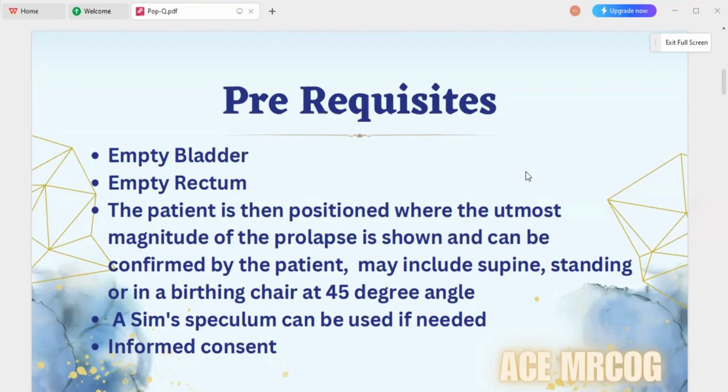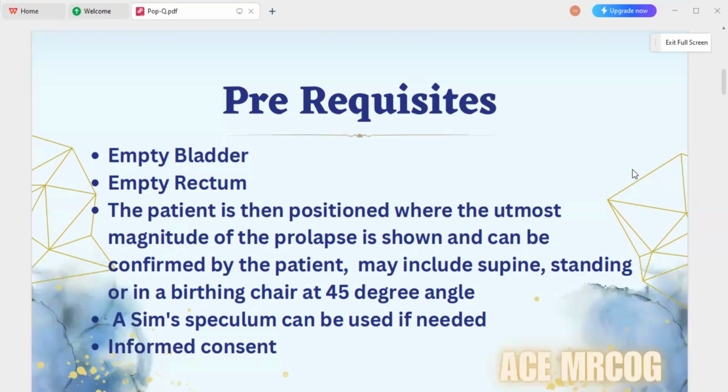These are a few prerequisites, and the most important ones to remember are that you have to empty the bladder and the rectum of the patient, and examine her in the position in which the magnitude of the prolapse is maximum, as told by the patient in the history. Whether it is squatting, supine, or standing, whatever position the patient mentions in which the prolapse comes out maximally, you can examine her in that position, but it should be comfortable for the patient. So these are a few prerequisites.